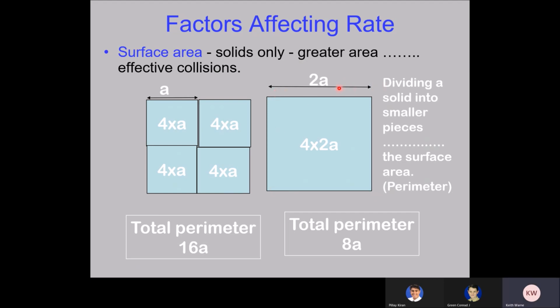Now what I do is I work out the circumference. So imagine it's a 2-dimensional thing, it's going to react just from its edge. How big is the circumference? The circumference here is 2a plus 2a plus 2a plus 2a. So it's 4 times 2a. Total perimeter, 8a.